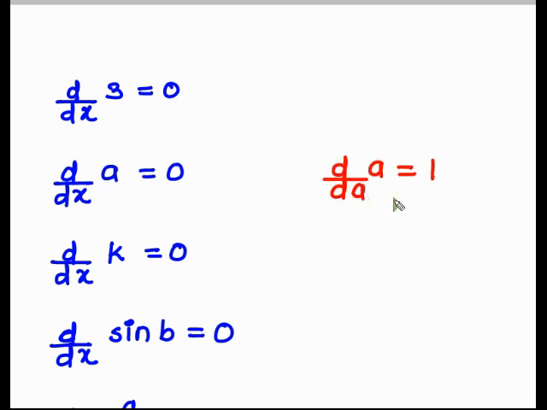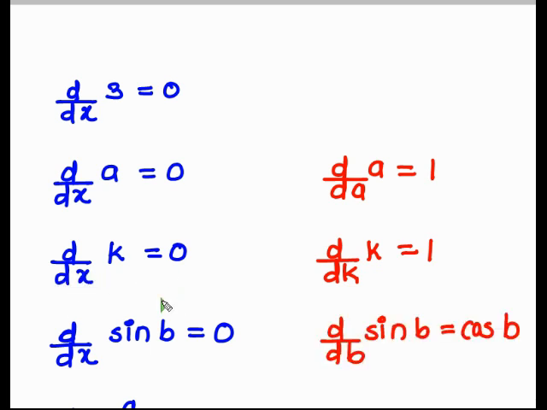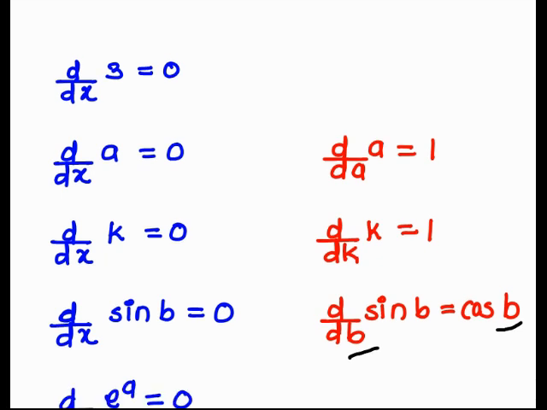Derivative of a with respect to a is 1. But here derivative of a with respect to x is 0. Because when we take a derivative of a with respect to a, there is a present in a, so derivative is 1. Similarly, derivative of k with respect to k is 1, but with respect to x is 0. Derivative of sin b with respect to b is cos b. So here we use a formula of derivative of sin x is cos x.